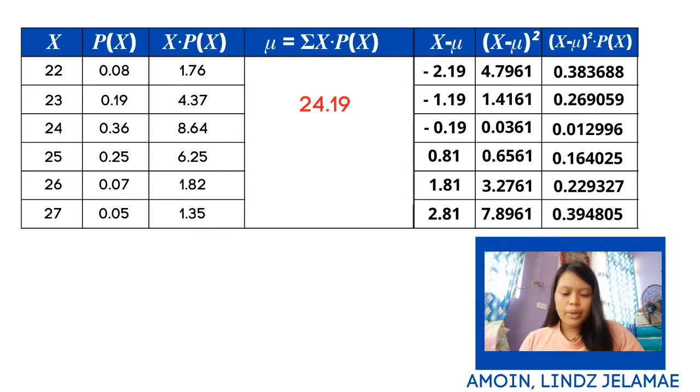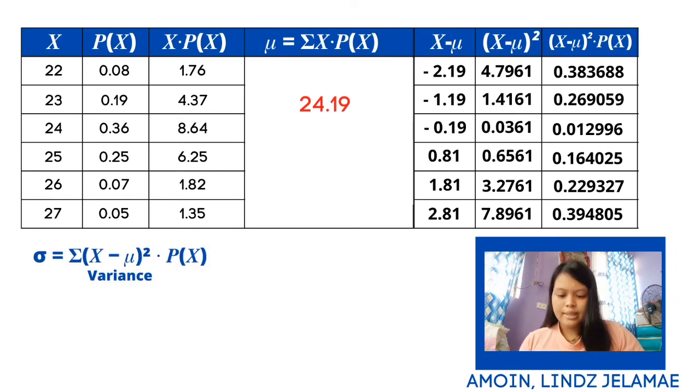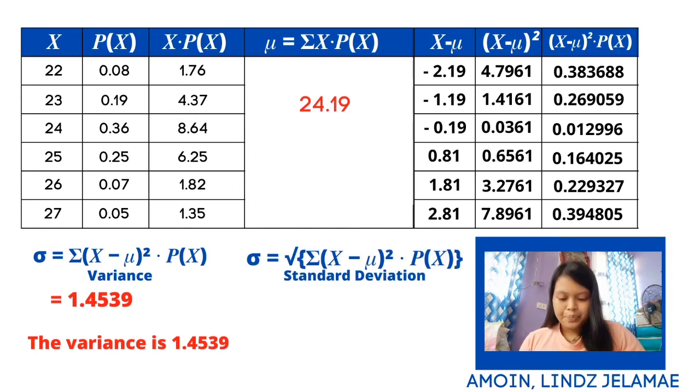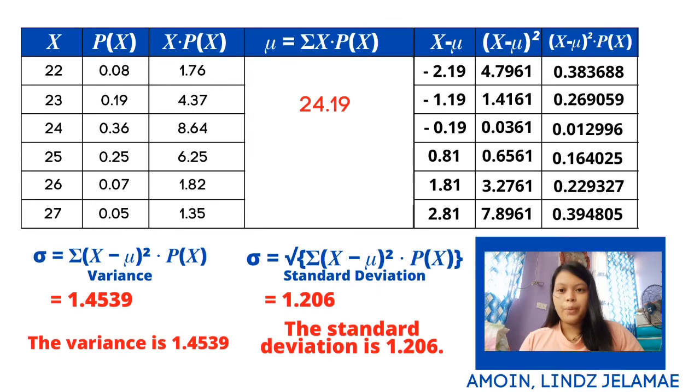This time, we are going to find its summation for us to arrive at the variance. Using this formula, we'd get 1.4539. Therefore, the variance is equal to 1.4539. For the standard deviation formula, we're going to find the square root of the variance. We'd get 1.206. Thus, our standard deviation is 1.206.